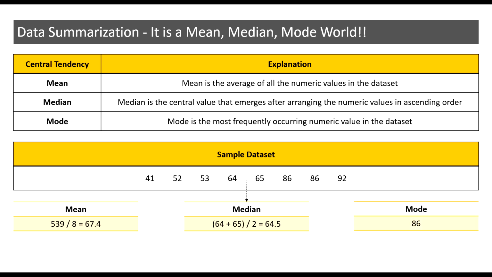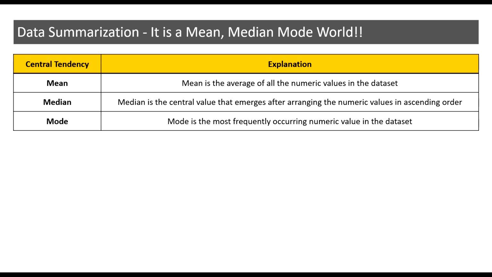Finally, we have the mode. The mode is just the most frequently occurring value in a particular dataset. Here, 86 appears twice, hence it becomes the mode. Given a particular dataset, we must understand which measure of central tendency is most applicable. Well, we will now go through some more sample data. Let us see which central tendency helps summarize each of these datasets.